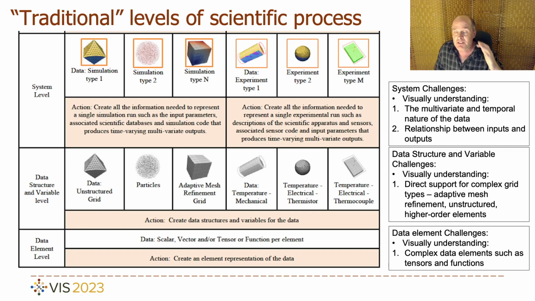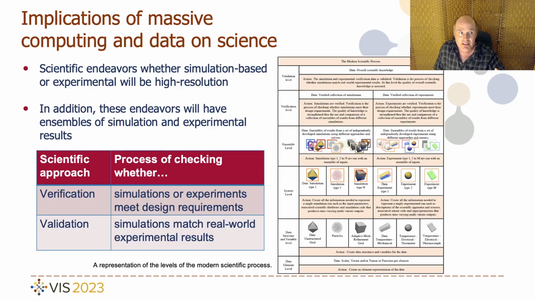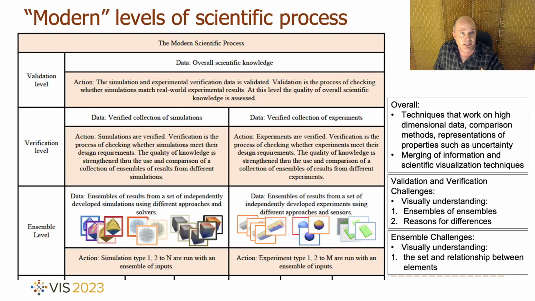So at this level, these are traditionally what has been done in scientific simulation. If you think about it, we'll have a climate model. We'll look at the climate model evolve and study the multivariate and temporal nature of the results. In addition, we want to start thinking about the relationship of what is the input deck, how does the input deck change the outputs. So now, in terms of the modern scientific process, we're starting to see ensembles of results.